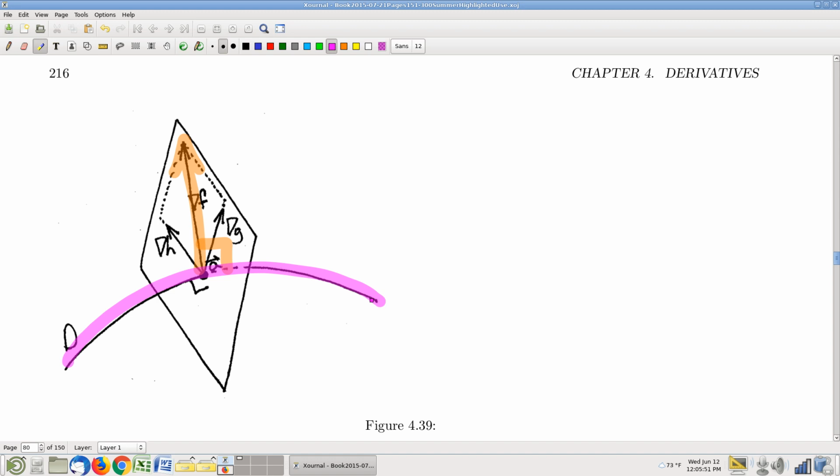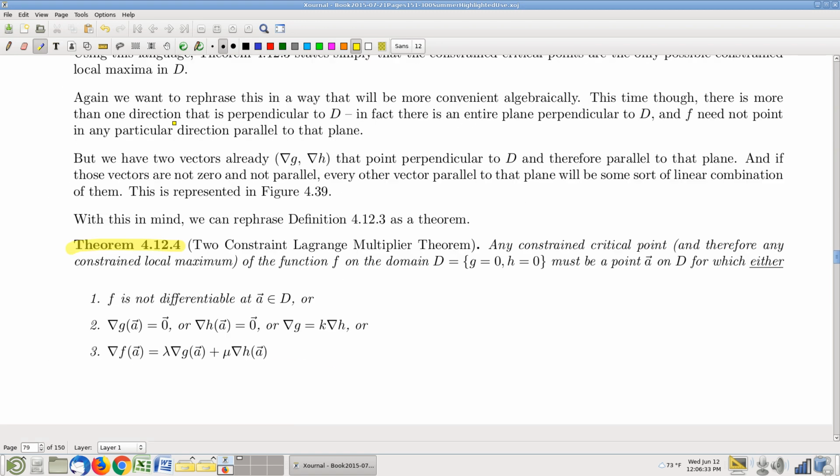So we just need to figure out how it might look if the gradient of f is perpendicular to the constraint set. Most of the time, keep in mind the gradient of g is perpendicular, the gradient of h is perpendicular. Most of the time, those define a plane that is entirely perpendicular to the curve. So if the gradient of f is perpendicular to the curve, then it's got to be in this plane defined by the two constraint gradients. So the gradient of f's got to be a linear combination of the gradient of g and the gradient of h. So most of the time, gradient of f is a multiple of the gradient of g plus a multiple of the gradient of h.